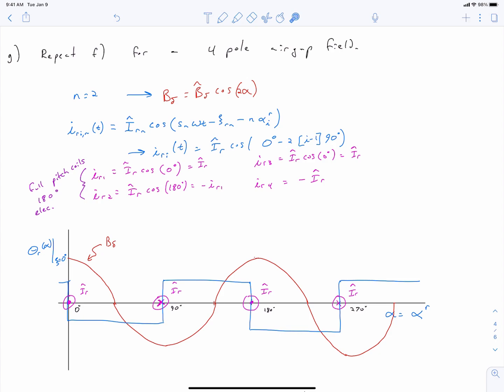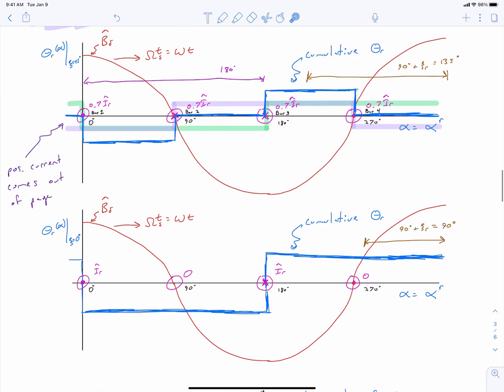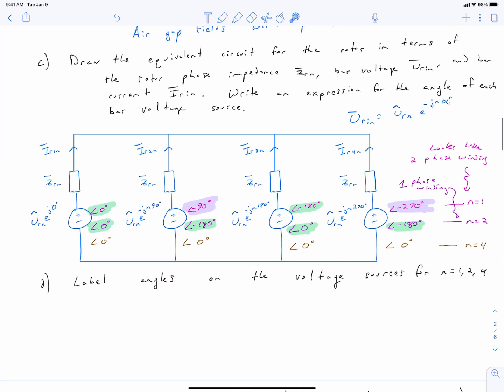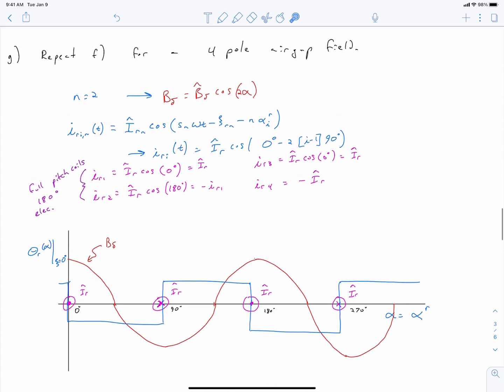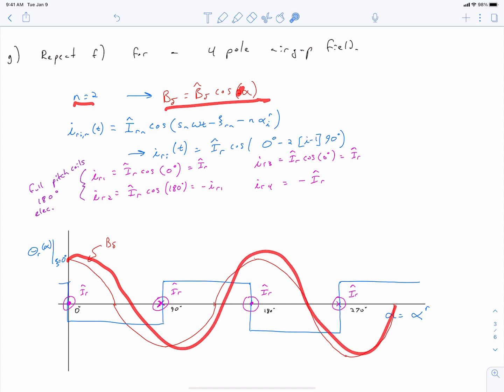Alright, so I've sketched some diagrams here and equations. I want to point out before we go through those that this corresponds to this row in our table up here. That's when n was equal to 2, and so we expect to see 2 single-phase coils. In this case, n equals 2. Here's our air gap field. It's got a 2 up here, and so we can plot it here. We should see it cycle twice, which we do.